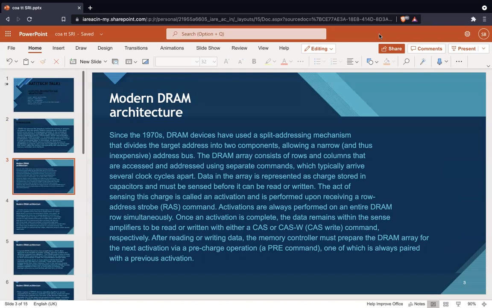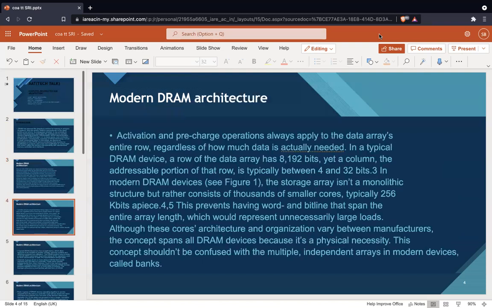After reading or writing data, the memory controller prepares the DRAM array for the next activation via a precharge operation, which is always paired with a previous activation. Activation and precharge operations are always applied to the data array's entire rows, regardless of how much data is actually needed. In a typical DRAM device, a row of the data array has 8192 bits in a column. The addressable portion of the row is typically between 4 and 32 bits.